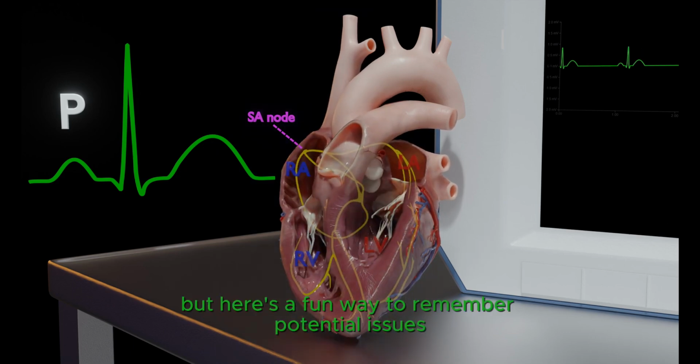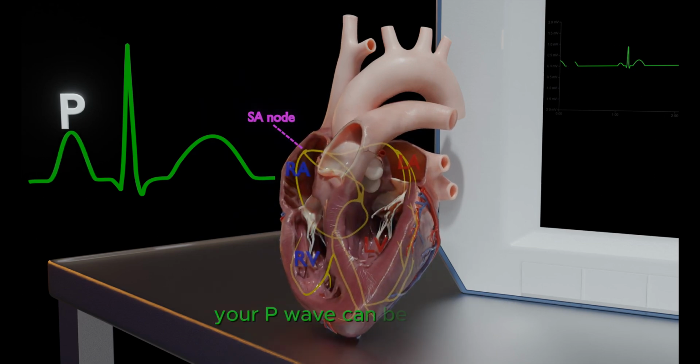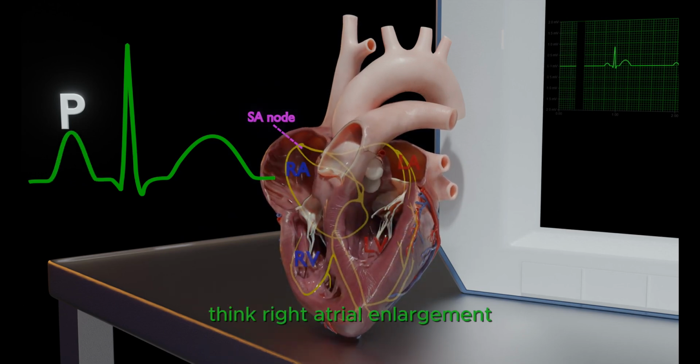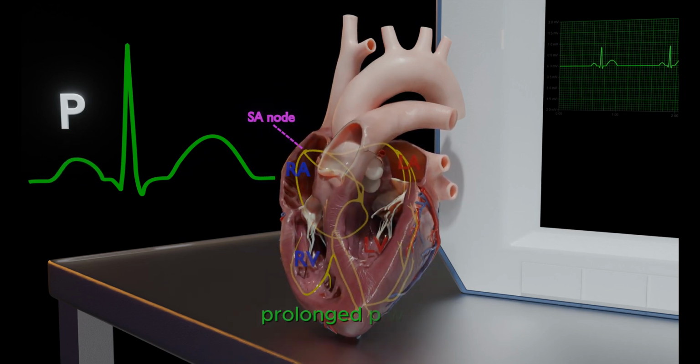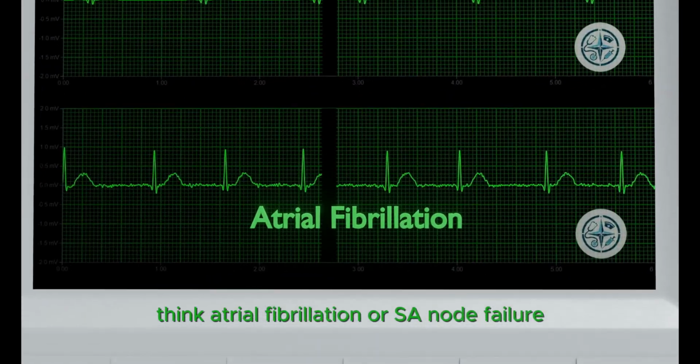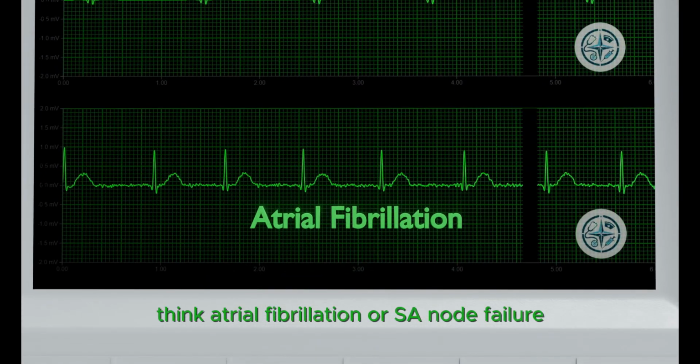But here's a fun way to remember potential issues. Your P wave can be peaked, prolonged, or poof, gone. Peaked P wave? Think right atrial enlargement. Prolonged P wave? Think left atrial enlargement. Poof? No P wave. Think atrial fibrillation or SA node failure.